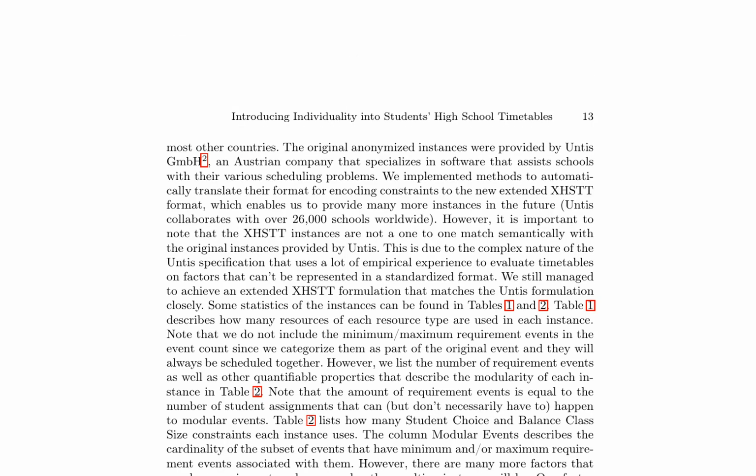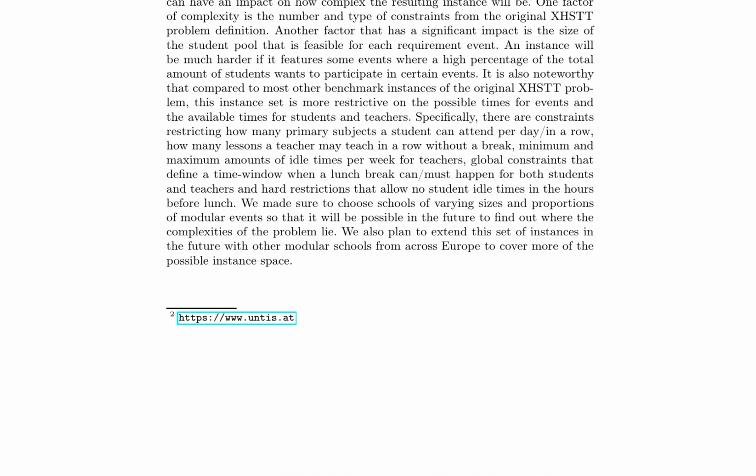The research introduces individuality into high school timetables by leveraging the UNTIS GmbH dataset, which includes scheduling problems from various schools worldwide. The dataset was anonymized and then translated into the XHSTT format for encoding constraints. This process enabled the creation of more instances in the future. The instances are characterized by complex constraints, including student and teacher availability, subject attendance, and global constraints on lunch breaks. The complexity is further increased by varying school sizes and proportions of modular events.